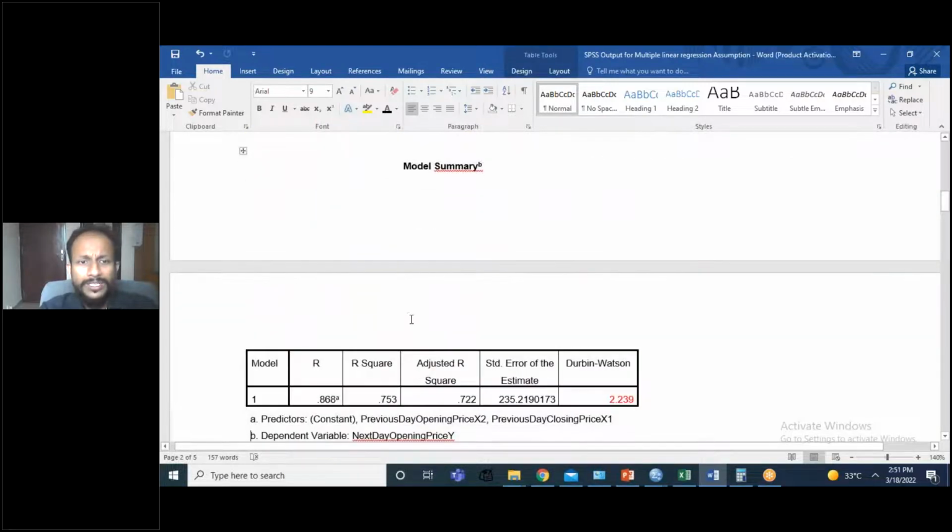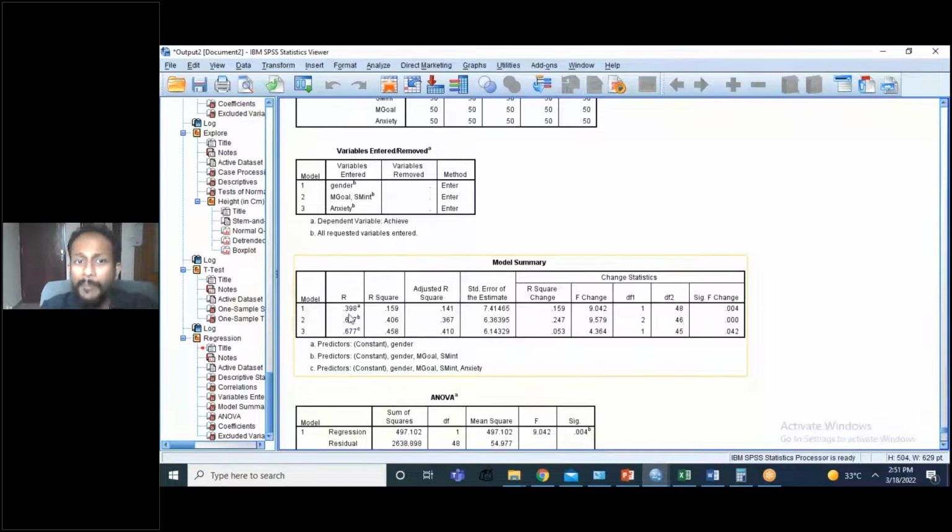But look at this. There is only one model we have got, which is R square, 60.868. Only one model. But here we have got 3 models. Can somebody tell me why we have got 3 models instead of only one model?